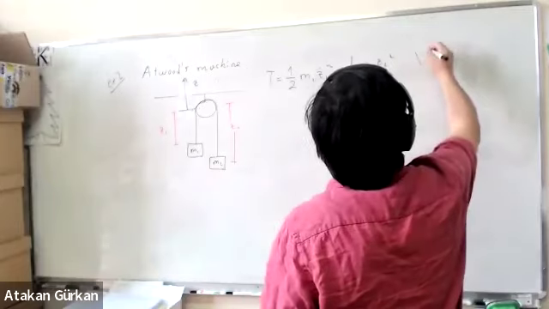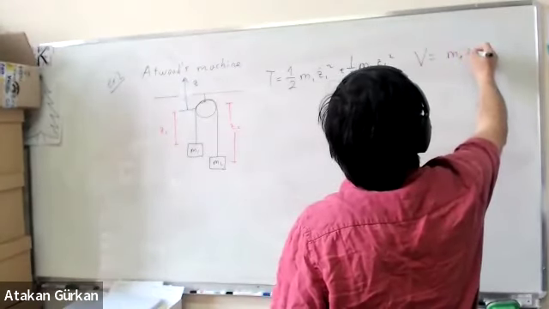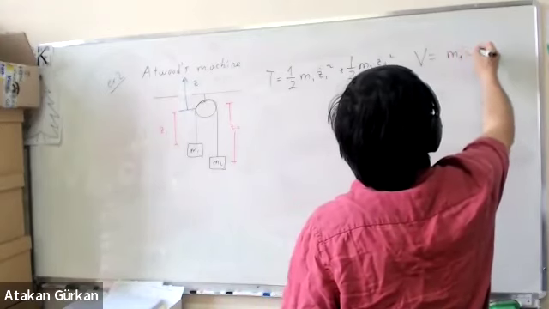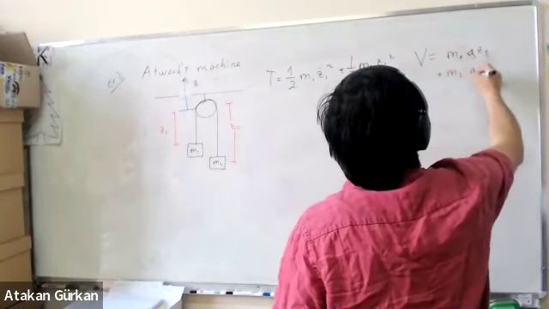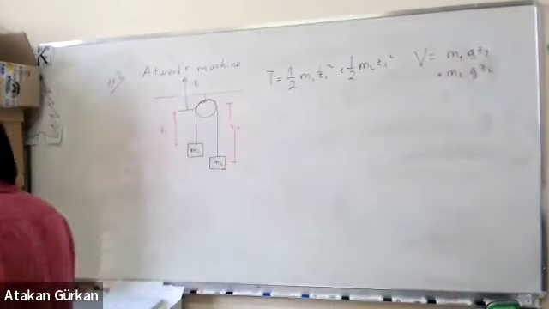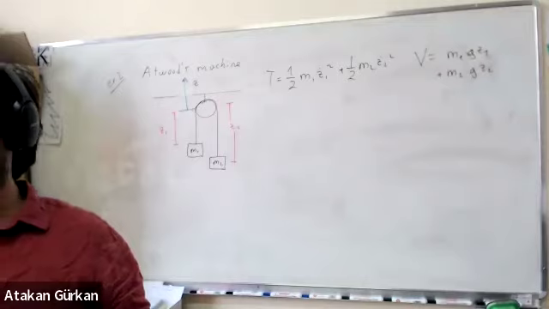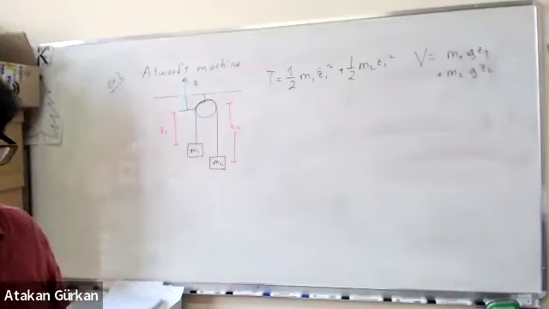The potential energy is M1 G Z1 plus M2 G Z2. Or is it the negative of this? It shall be minus, I guess. Is it minus? Okay. Can you convince me it's minus?